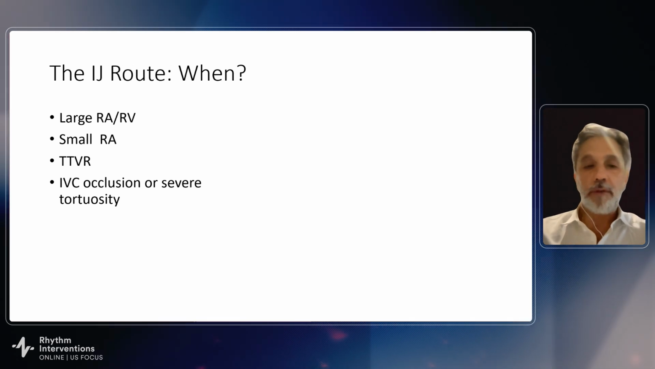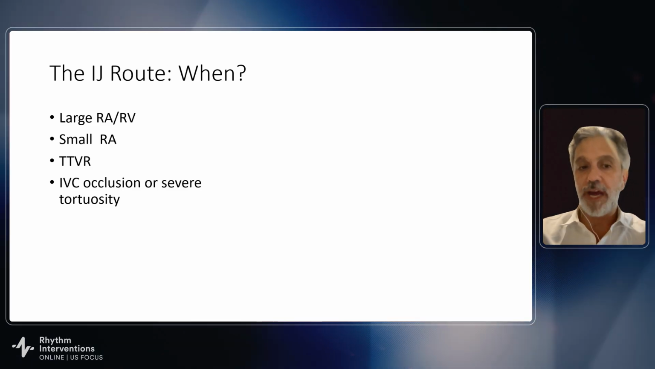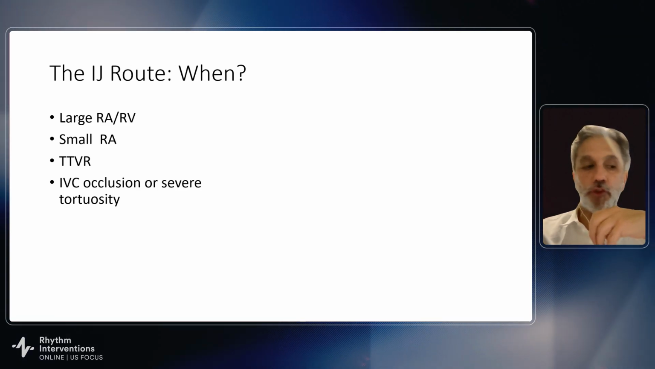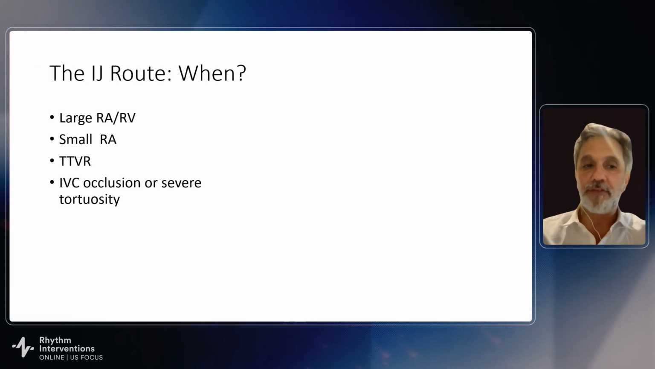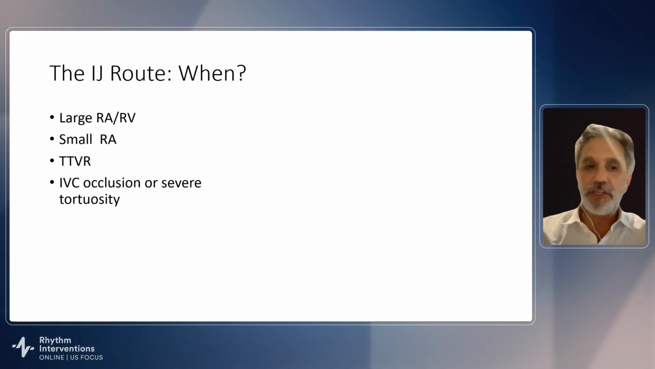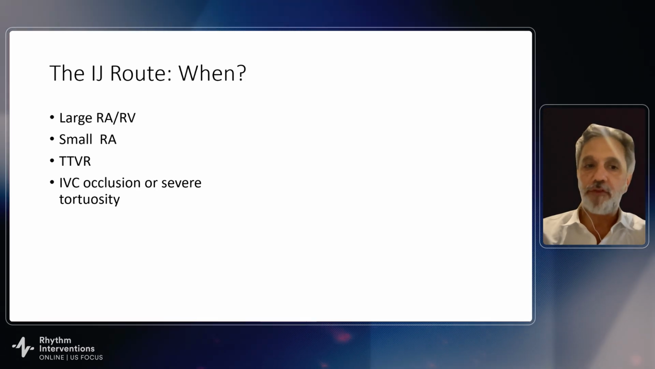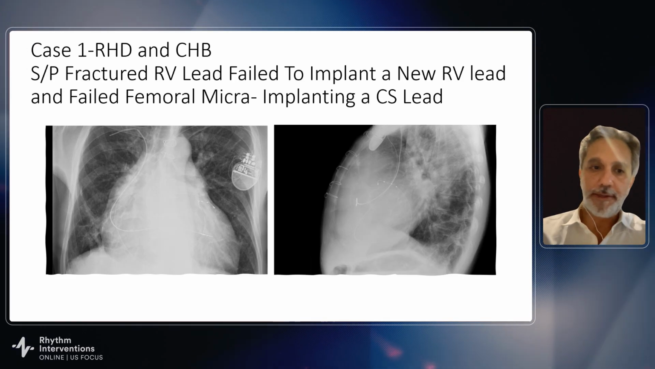And third, in patients with TTVR, it might be much safer to cross from the IJ route, as you will be directed straight to the septum and you don't have to navigate across the valve. And obviously, patients who have IVC occlusion or severe tortuosities might benefit from non-femoral access. I will show you the first case.